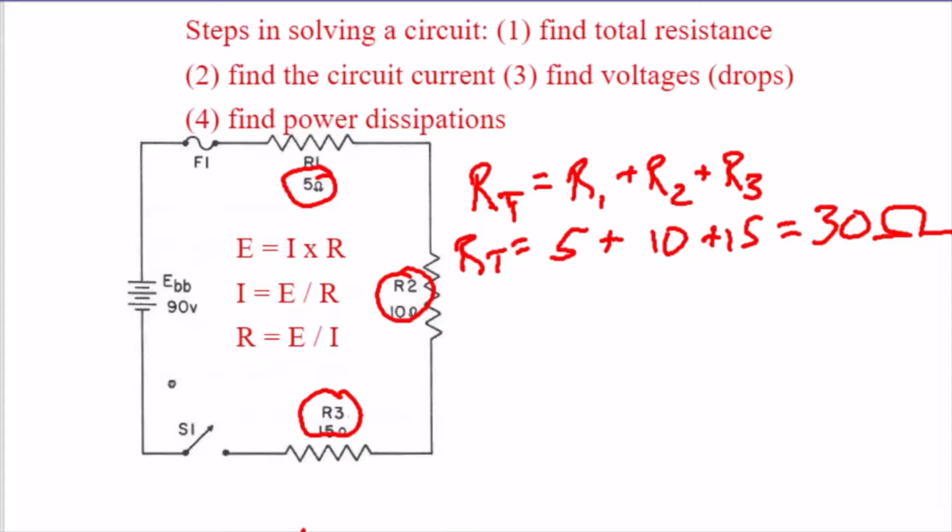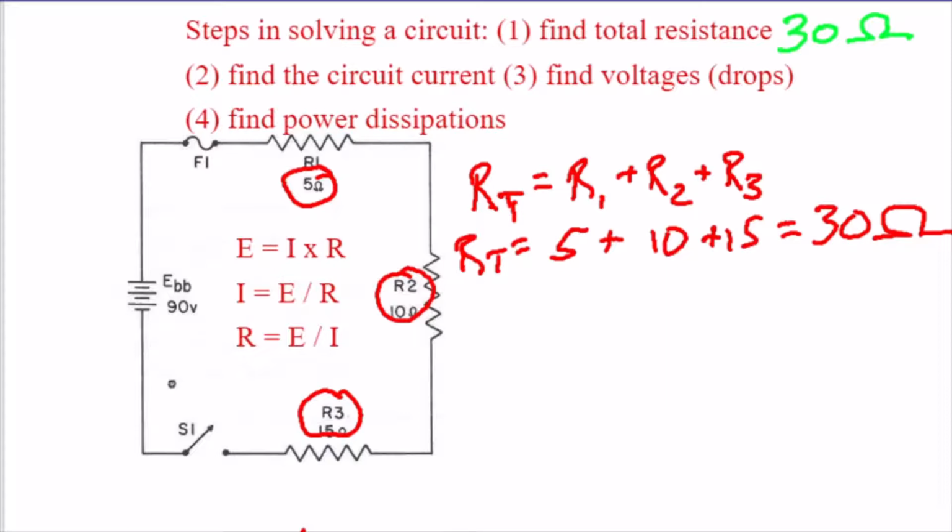Now that we've found the total resistance, let's jot that down up near number 1 where it says find total resistance. Next to total resistance I'm going to put 30 ohms. This is just so I can remember it for later.